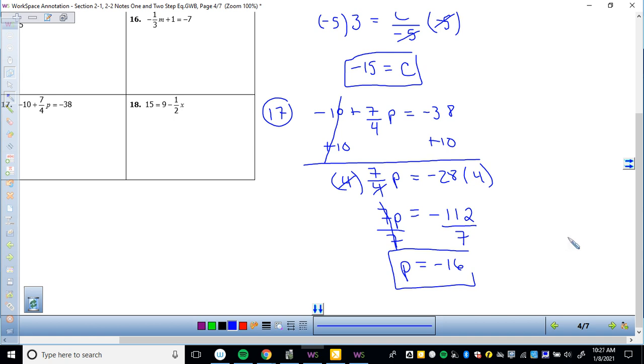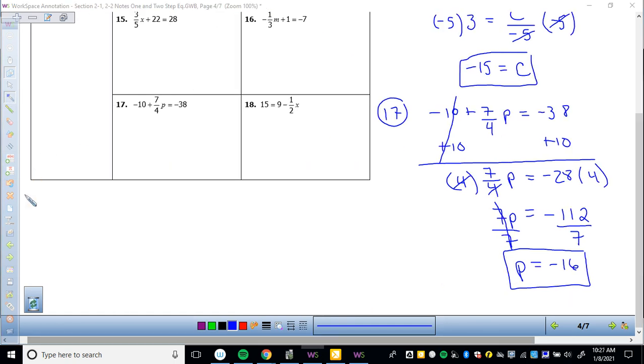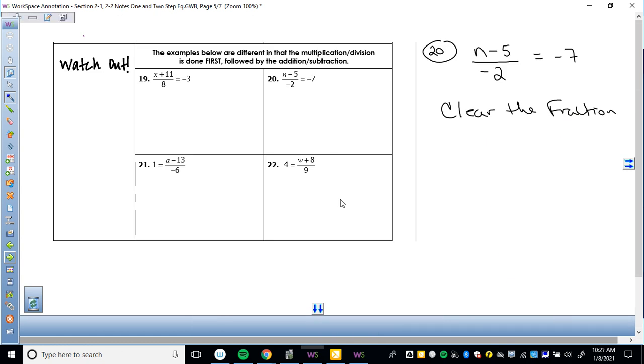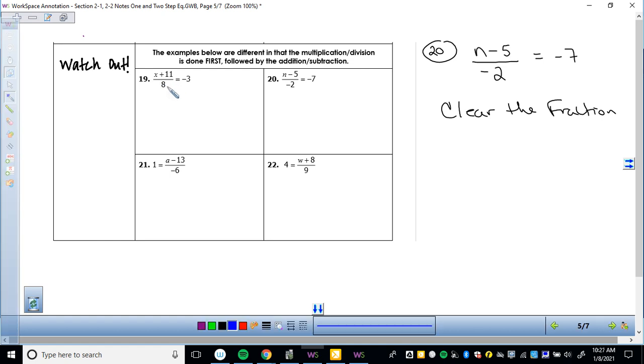Okay? All right, any questions on those? Okay, last one that we have to do is when it's written a little bit differently. It's when it's a big fraction equals a number. We can't do the adding and subtracting first if the whole top is divided by something. So when it is a big fraction like this, I say clear that fraction first. We clear fractions by multiplying by the denominator. So let's look at number 20.